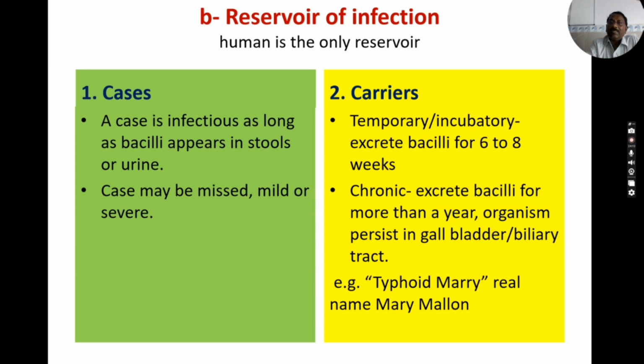Carrier: there may be a temporary incubatory excretor of bacilli for about 6 to 8 weeks, or a chronic carrier. So these are the more dangerous ones. They excrete the bacilli for more than a year. The organism persists in the gallbladder or the biliary tract. A clear-cut example is Mary Mallon.